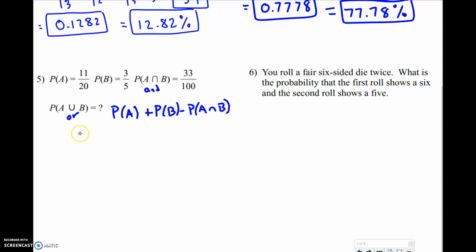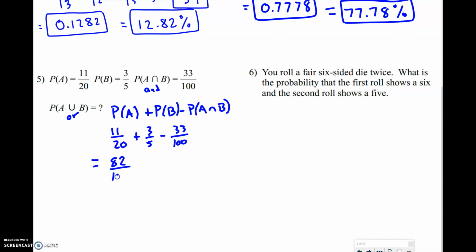So what we're going to do is we're going to take 11 over 20 plus 3 over 5 minus 33 over 100. And I'm going to either grab my calculator or do some fraction magic to get my answer. 11 divided by 20 plus 3 divided by 5 minus 33 divided by 100 is 0.82, or 82 over 100.